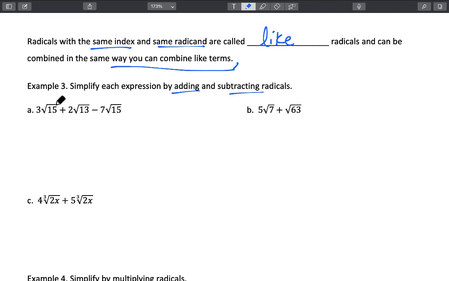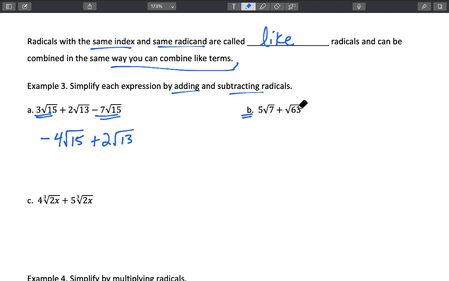I have 3 root 15 plus 2 root 13 minus 7 root 15. So as I look across, I see I have a couple of like radicals. I can combine those, and I have 3 plus a negative 7. That results in negative 4 root 15 plus 2 root 13. Now I can't combine these any further because root 15 and root 13 are not like radicals.